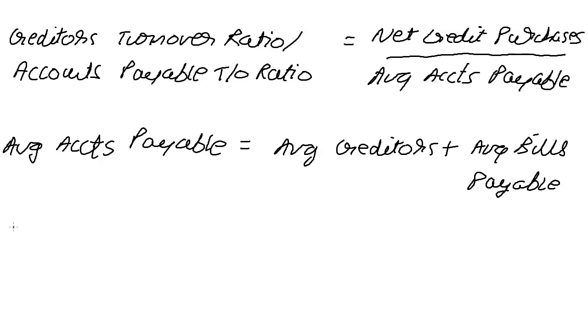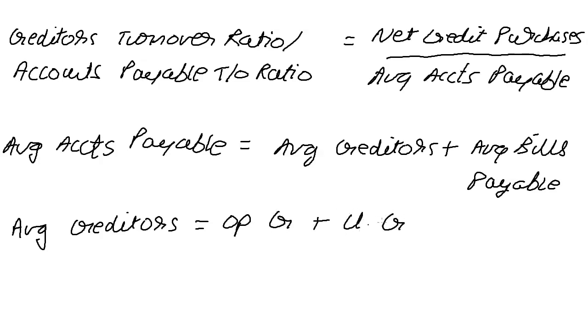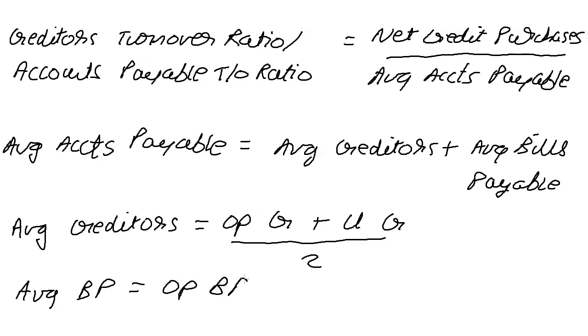Anyway, we have average creditors, which is equal to opening creditors plus closing creditors upon 2. Same thing for bills payable. Average bills payable is equal to opening bills payable plus closing bills payable upon 2.